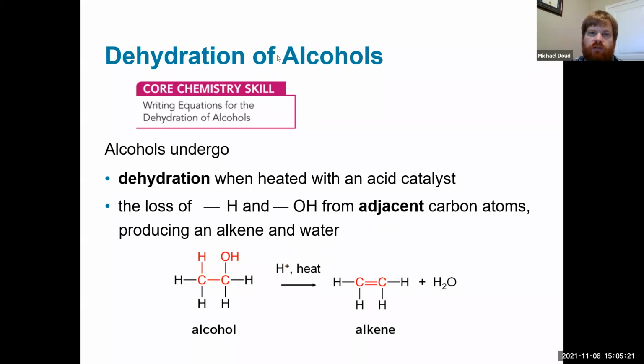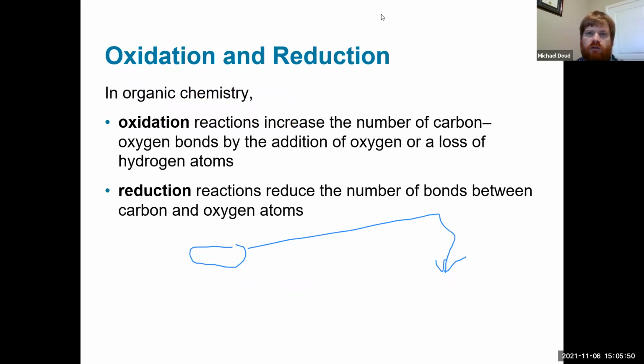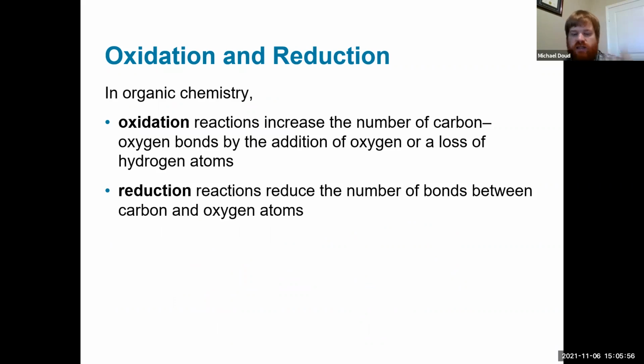So this here, let me try to circle it. These two groups leave as a water molecule. And what you're actually left with on the other end is an alkene. So the carbons that did have the oxygen, the hydroxyl group and the hydrogen, now form a double bond. So here we go from ethanol to ethene. And again, this dehydration reaction occurs when you have an acid catalyst and you apply heat. Okay, so that's the simplest reaction that we have here for these types of compounds.